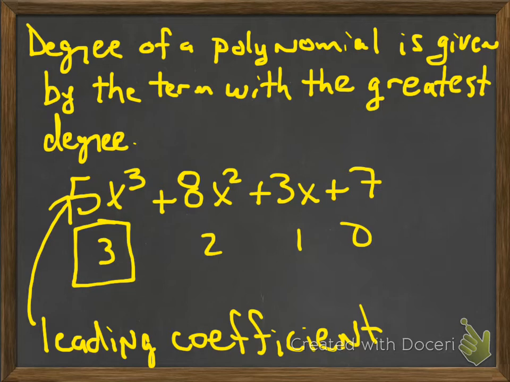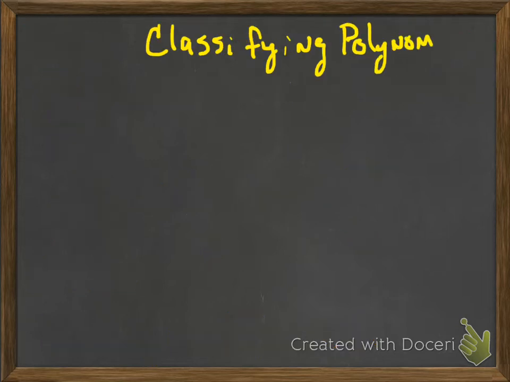Let's say you give it to us misordered, do we have to order them? Yes. The 5 is called the leading what?